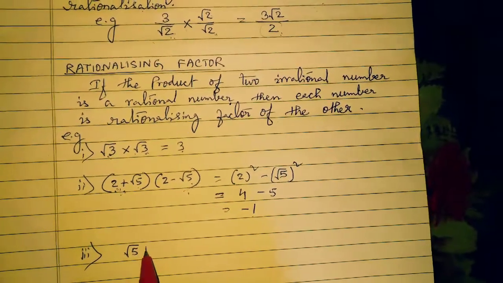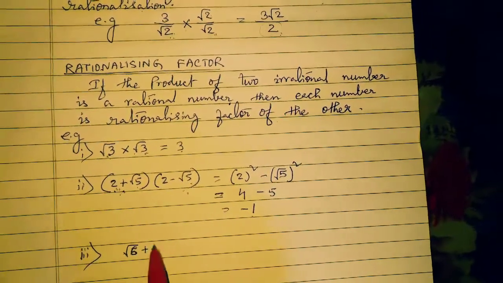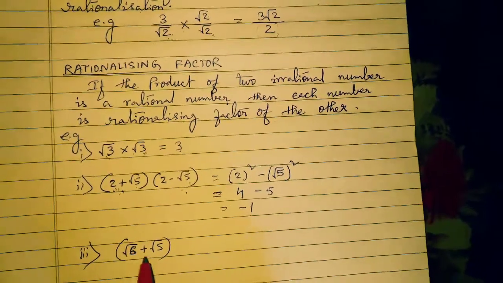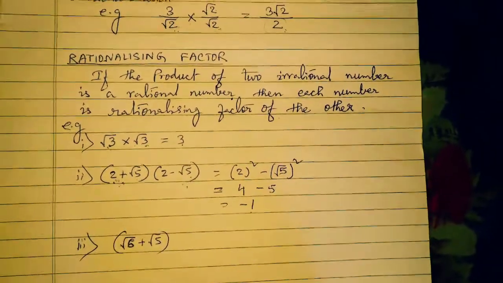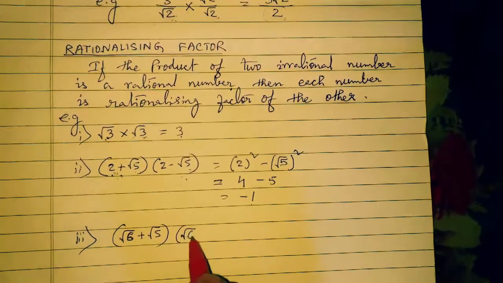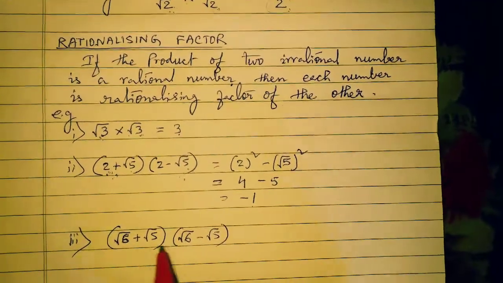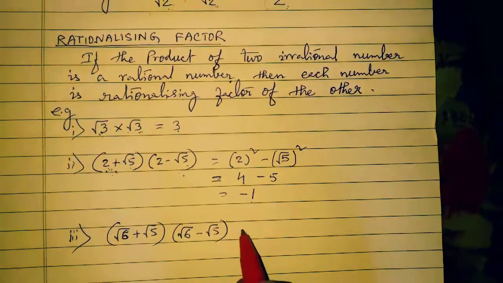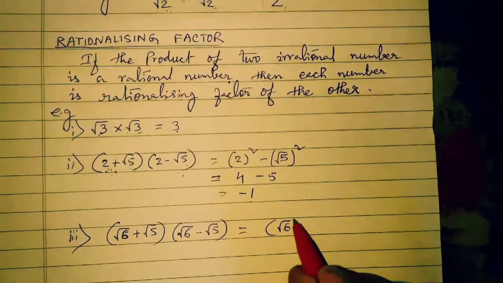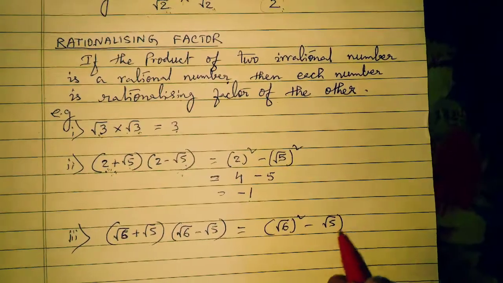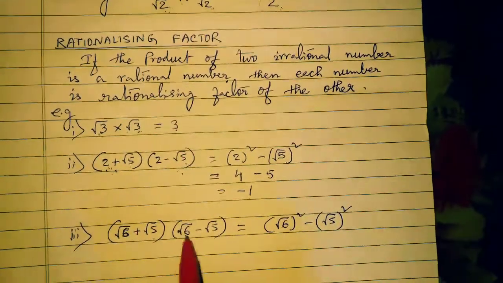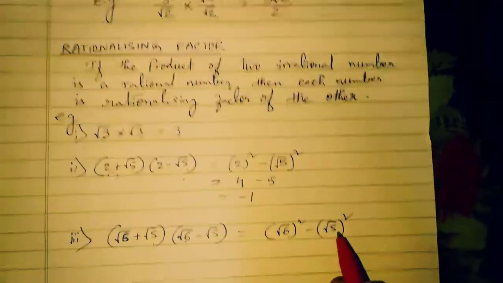Root 5 plus root 6 plus root 5. So the rationalizing factor of root 6 plus root 5 will be what? That will be root 6 minus root 5. Because if you multiply root 6 plus root 5 with root 6 minus root 5, we'll get root 6 whole square minus root 5 whole square. Because (a plus b) into (a minus b) is a square minus b square.